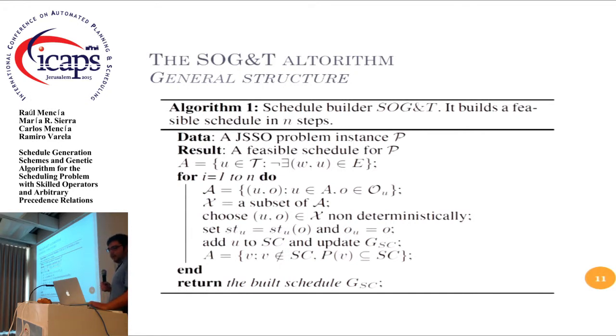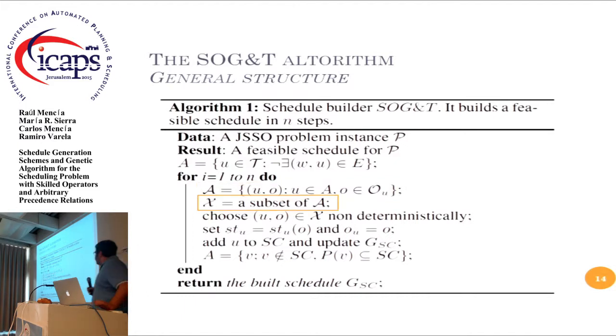At every moment, we're going to have a set of tasks A. This set contains the tasks that can be scheduled next. At the start of each iteration, we create the set of options X, which is composed of pairs of tasks that belong to the set of tasks A, and each operator skilled to assist it.